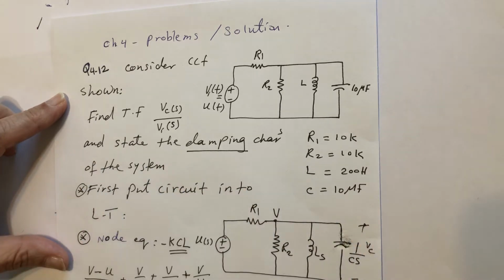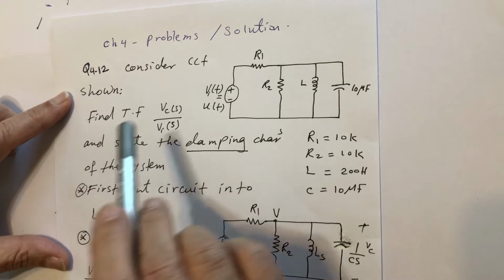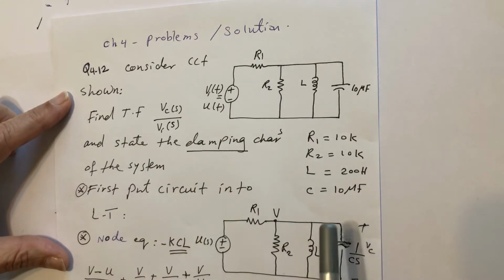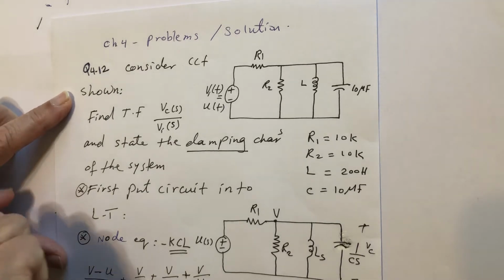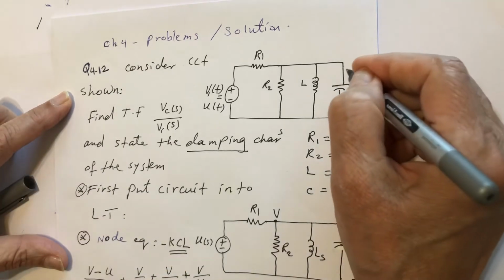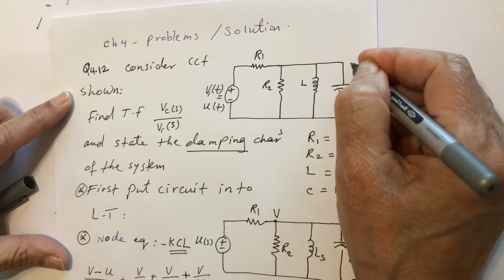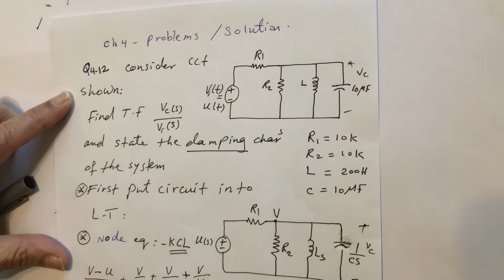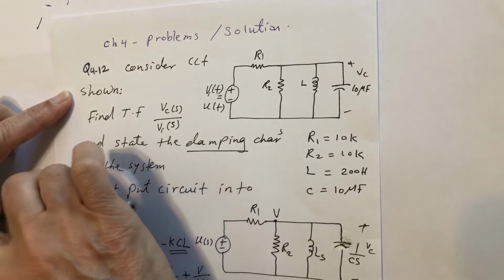I'll start with question 12, and he's giving us a circuit. He wants the transfer function. He's taking the output from here to here. This is VC, okay? This is the output at the capacitor.